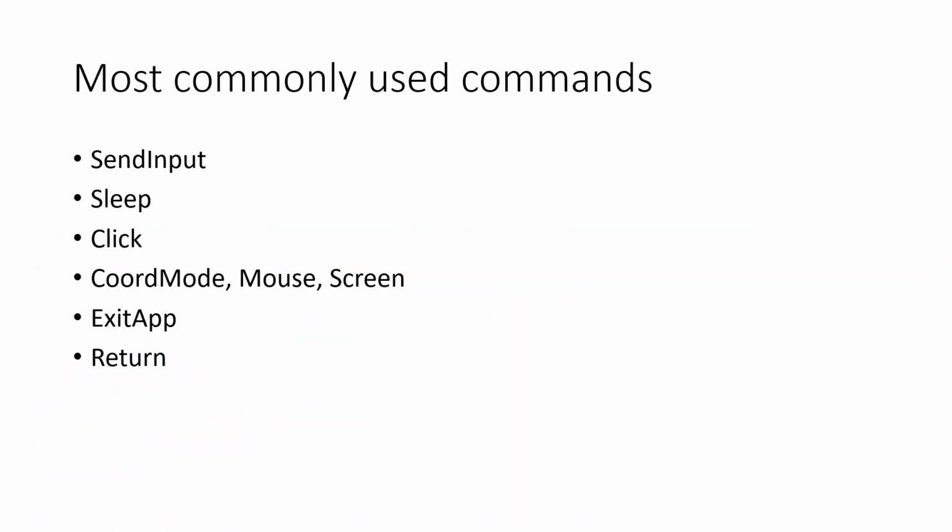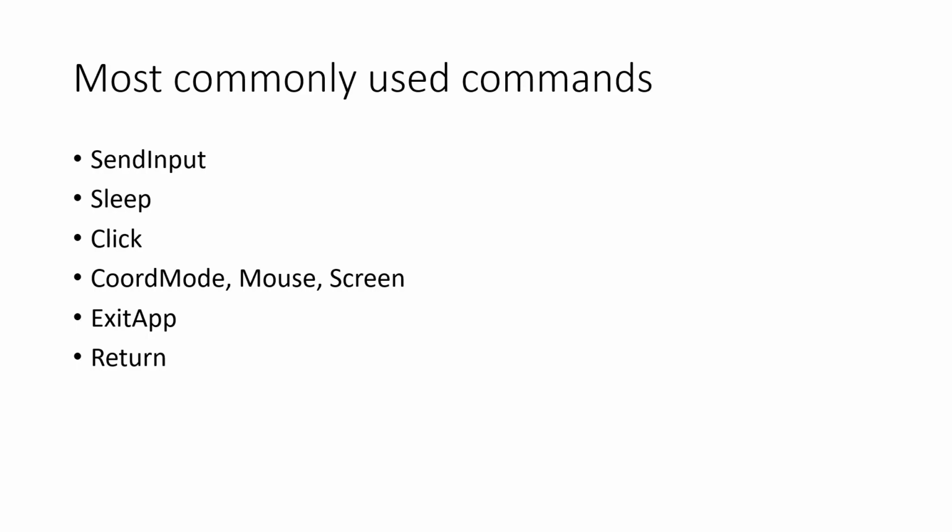Here's a list of commonly used commands for your convenience. To review, the send input command emulates keyboard inputs. The sleep command pauses the script for a given amount of time in milliseconds. For example, sleep 2000 will pause the script for 2 seconds. This command is really useful for allowing web pages to load.